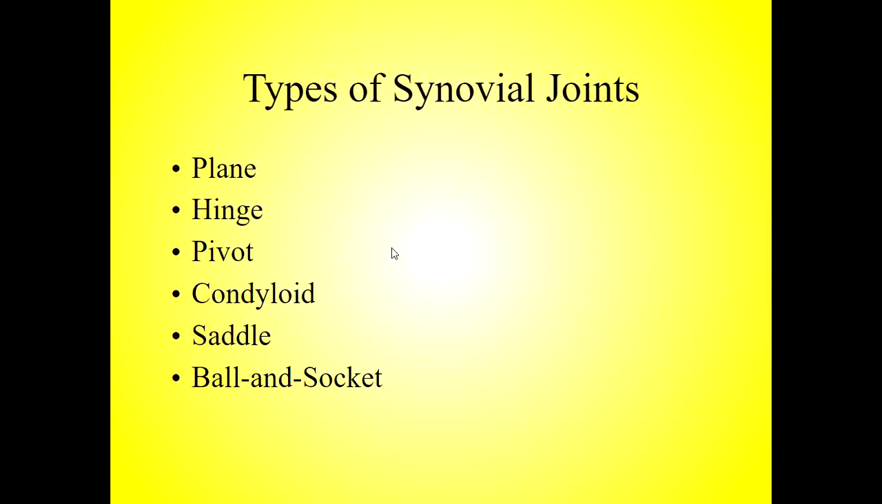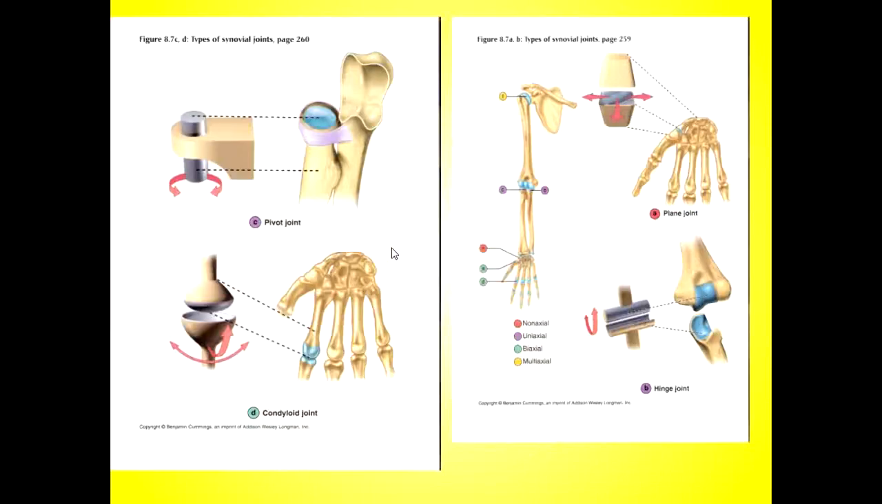Now, synovial joints can be designed different ways. We have, for example, plane joints, hinge, pivot, condyloid, saddle, and ball and socket joints. And here are some pictures of those joints. So this would be a pivot joint. We see this around the radius and ulna. We have condyloid joints, and that would be here in the phalanges. See plane joints. This would be like in the carpals. A hinge joint. This would be the humerus and the ulna.